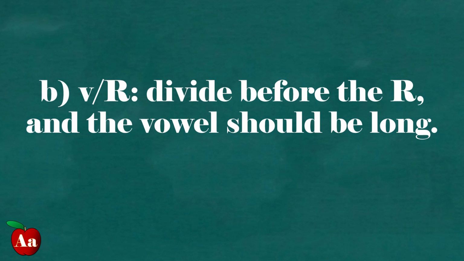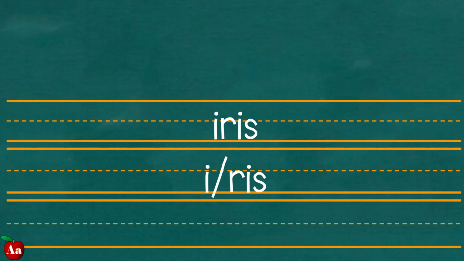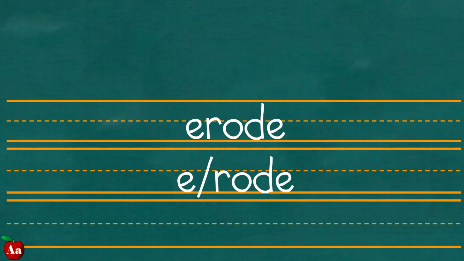Option B, divide before the R and the vowel should be long. Iris is divided between the I and the R. Erode is divided between the E and the R.